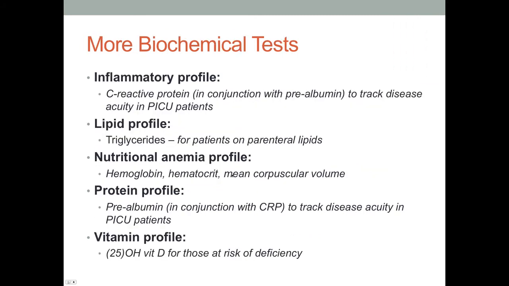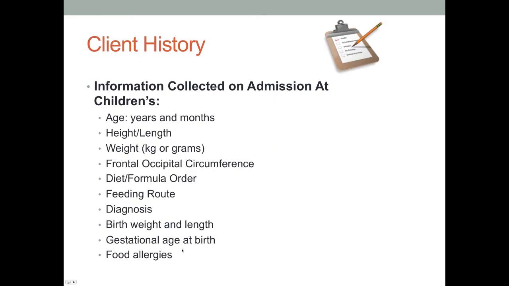You actually do already look at lipids. The current recommendation is for screening at age 9 and 11, but especially you might look at triglycerides for those who are on parenteral lipids. If you're going to look at proteins like prealbumin and C-reactive protein, you're really not using those so much as nutrition indicators, but you might use those to follow whether a PICU patient, a pediatric ICU patient, was in the ebb or the flow phase of their critical illness. And then you might look at vitamin D for those at risk of deficiency.